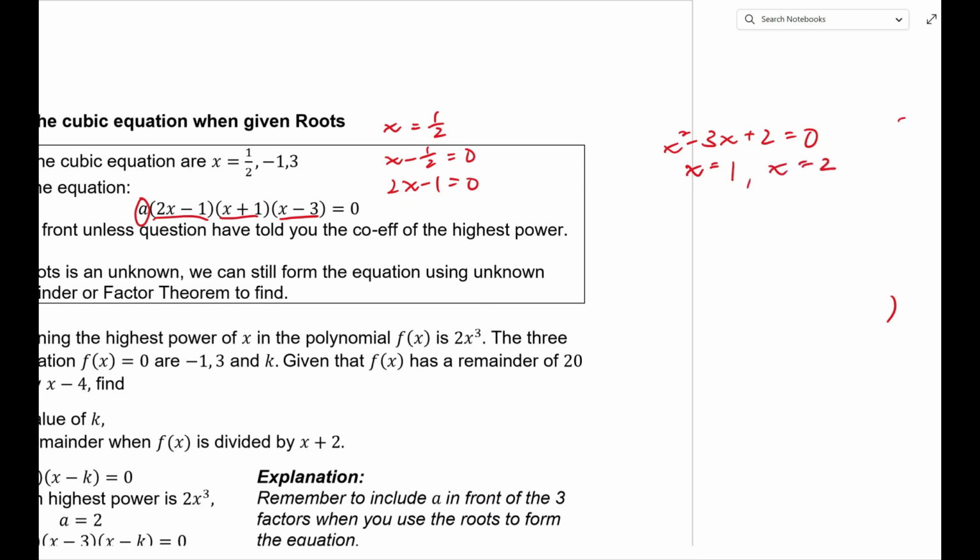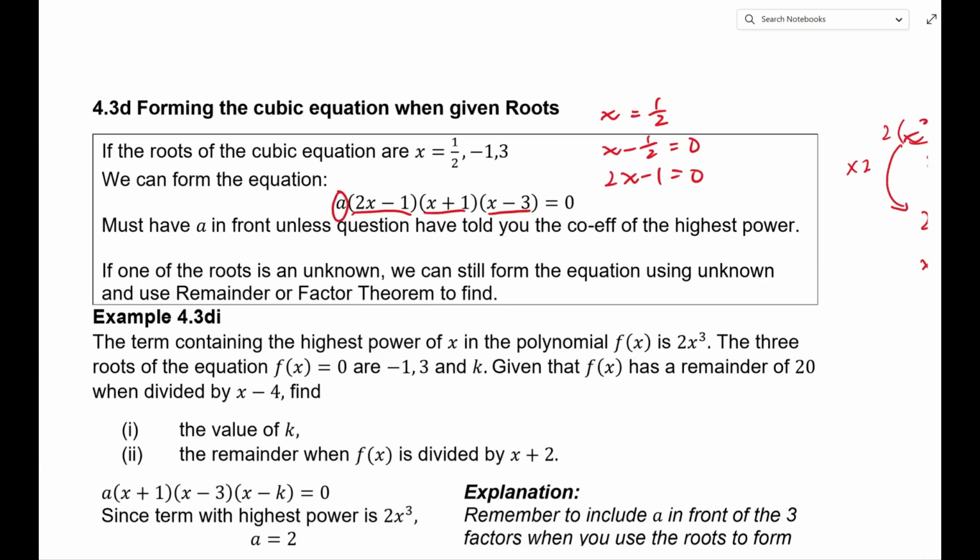However, let's say we use this same equation, but we times 2 by the whole thing. So we just add a 2 in front. Then we'll end up with 2x squared minus 6x plus 4 equals 0. Now if we key this into our calculator and find the roots of this equation, we'll note that x is still equals to 1 and x is still equals to 2. That's because we can just factorize the 2 out and then we'll still get our original equation. So that's why we have to include an a in front.